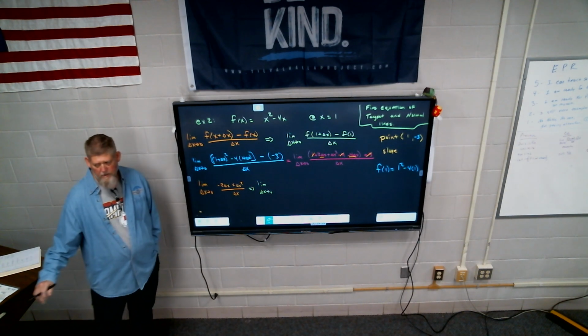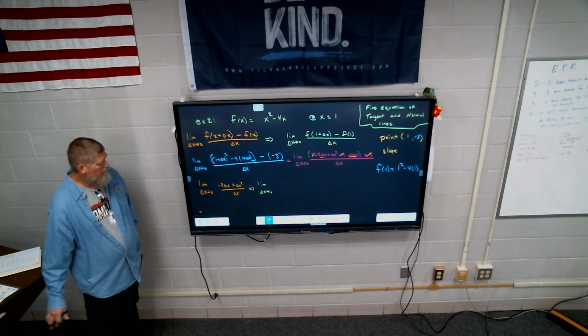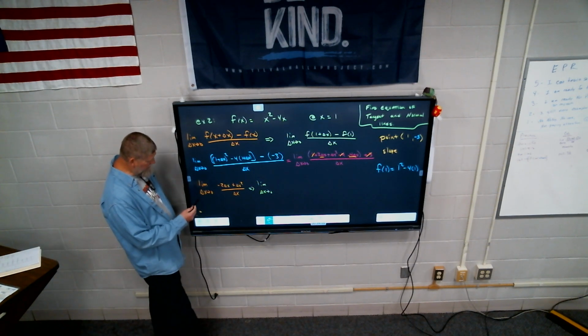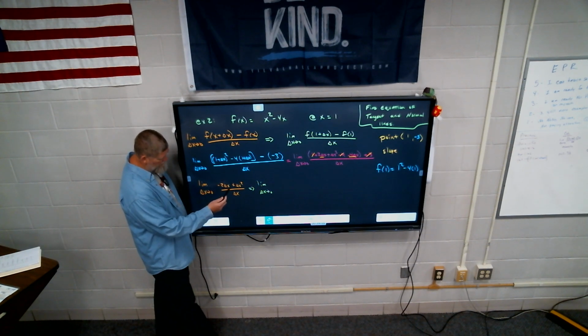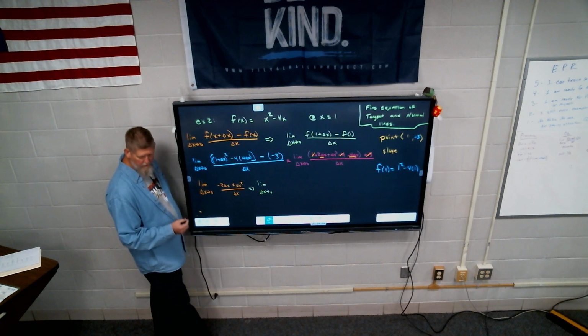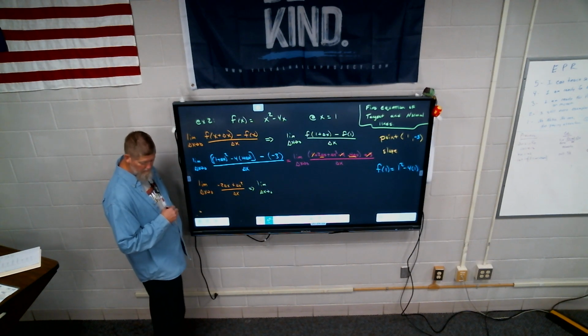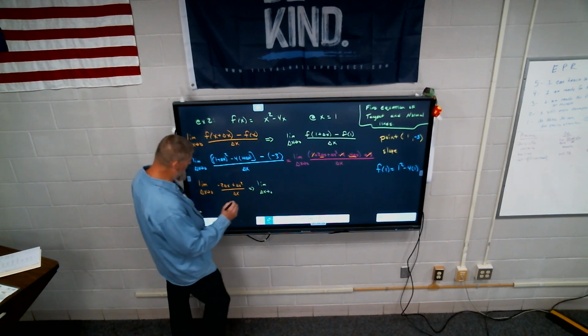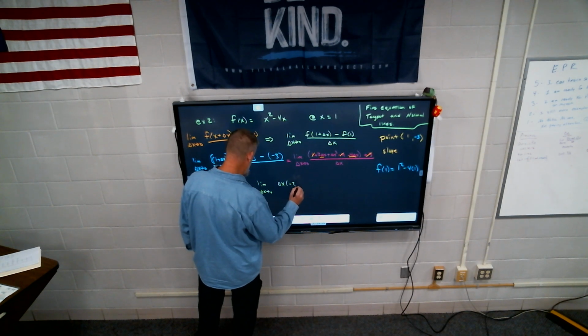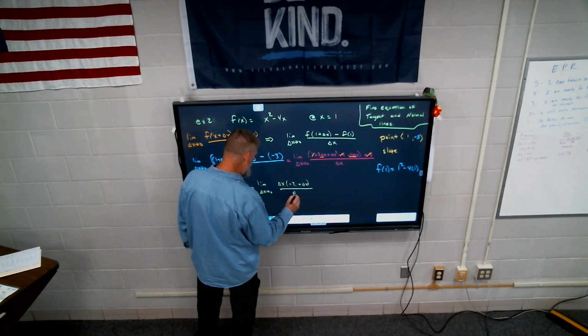Okay, what do I do next? Because honestly, if I still plugged in 0 for delta x, I still get 0 over 0. So what can I do? Factor. Factor what? The delta x. Absolutely. So we have delta x on top. I factored out delta x: negative 2 plus delta x, all over delta x.